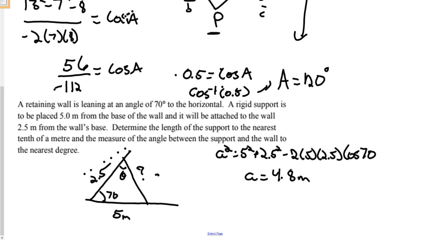All right, so I worked it out. I set it up. This is my B, this is my C, and this is my big A. I work it all out. I get 4.8 meters. Now I just need to solve for this angle here. So that's going to be sine theta.